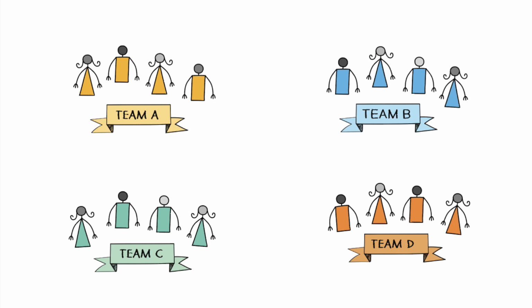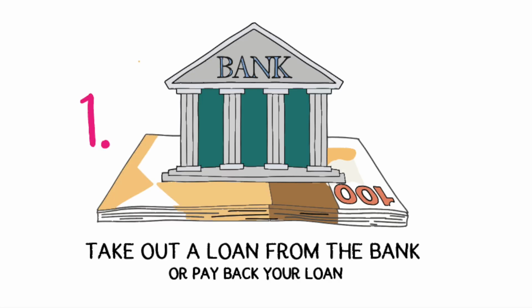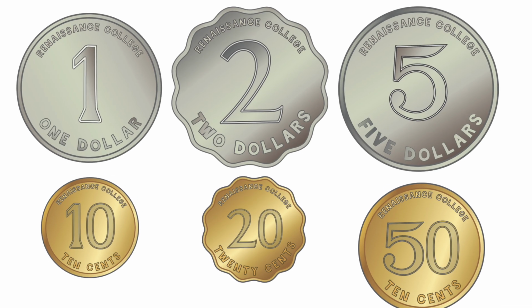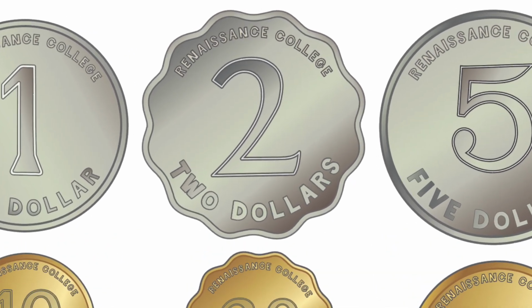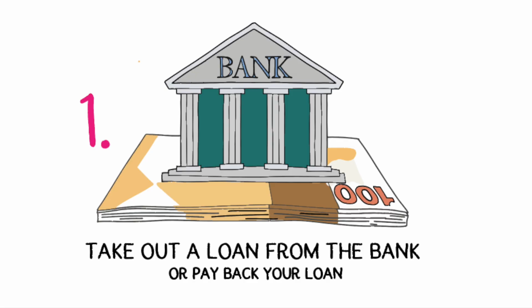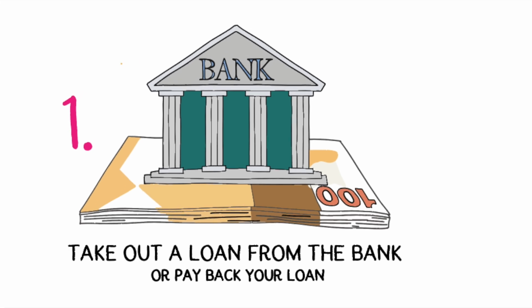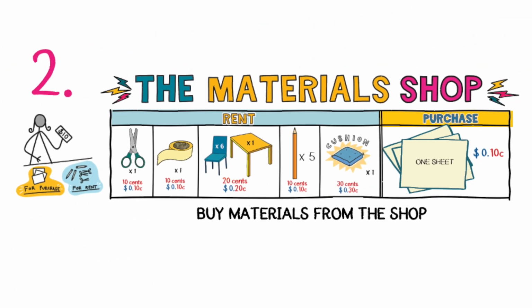Each group will receive a small loan from the bank. A good amount to start with is about $2. Students may borrow more at any time, but it's best to start with a small, manageable amount. The next part is where they decide what to spend that money on.